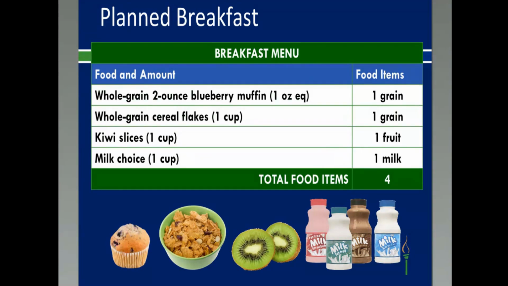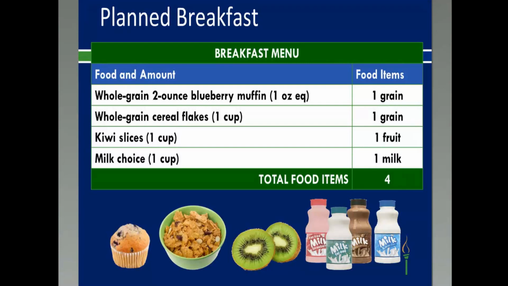Another example of a planned breakfast, we have a 2-ounce blueberry muffin. Notice another example, this is only a 1-ounce equivalent grain. In their formulation, they have indicated that even though it is 2 ounces worth of a muffin, there are other ingredients in there, such as the blueberries. Maybe they have dairy products in there that bring down the ounce equivalent of the grain to 1 ounce.